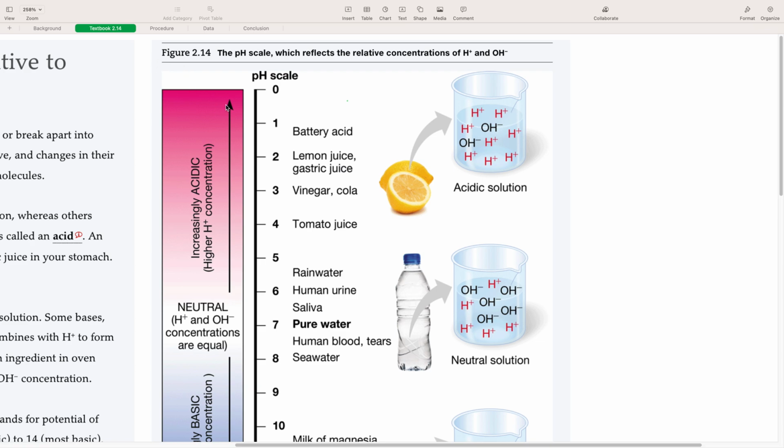Where is human blood pH? Is it at 7? 8? It's in between 7 and 8. 7.5. I think they say it's 7.4. So our tears are slightly basic. Our blood is slightly basic. Our biochemistry needs to be at a pH of slightly basic, just off of neutral.